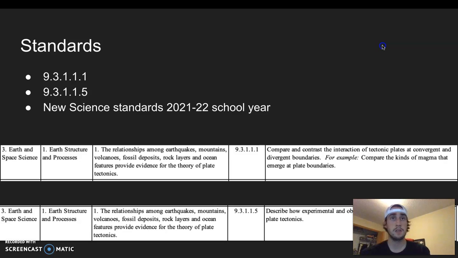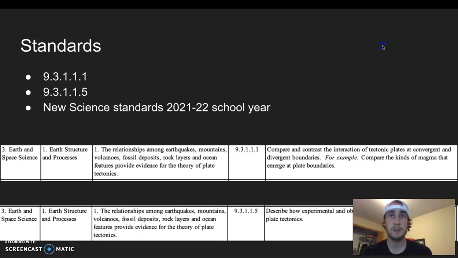So for standards, Minnesota State Science Standard 9.3.1.1.1 states, as you can see on the screen, compare and contrast the interaction of tectonic plates at convergent and divergent boundaries. For example, compare the kinds of magma that emerge at plate boundaries. So this standard is involved in this lab because students will be converging and diverging different amounts of Play-Doh and inferring about the geologic structures that are created at both. So I'll talk about this a little bit later, but they'll use their hands to manipulate the Play-Doh in the same ways that the plates move.